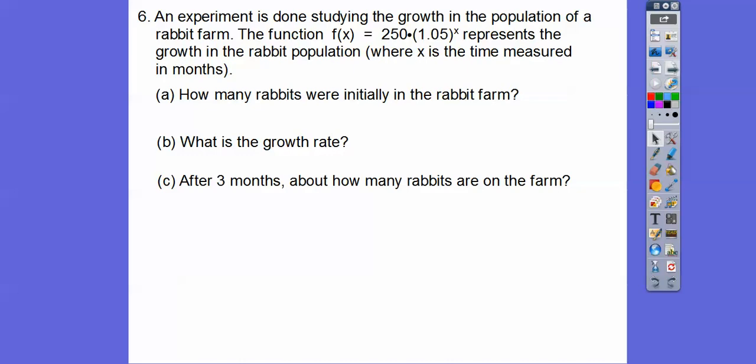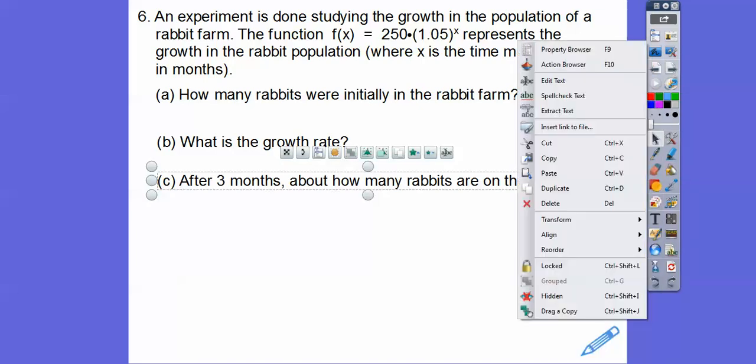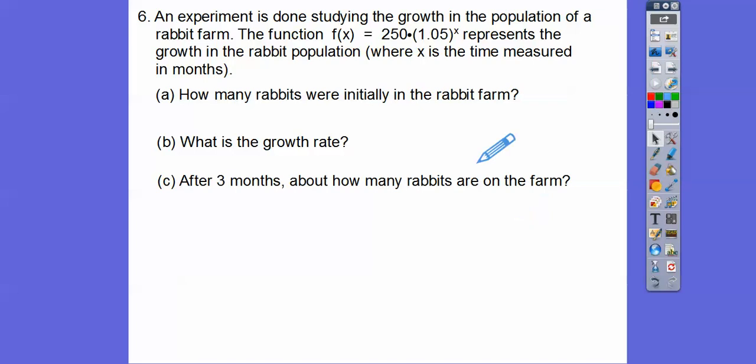All right, so here we go. An experiment is done studying the growth of a population of a rabbit farm. The function f of x equals 250 times 1.05 to the x represents the growth in the rabbit population, where x is measured in months. So this 250 is always your starting point. If it asks how many rabbits were initially in the rabbit farm, it's always this right here. Think about x as the measure in months.